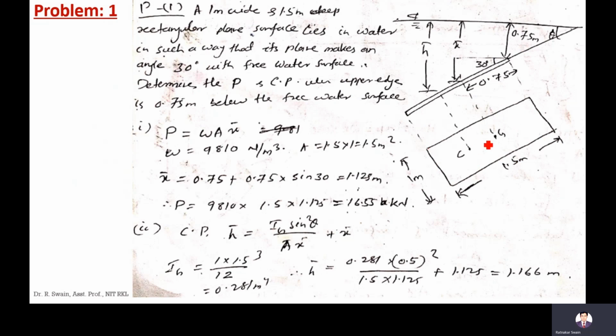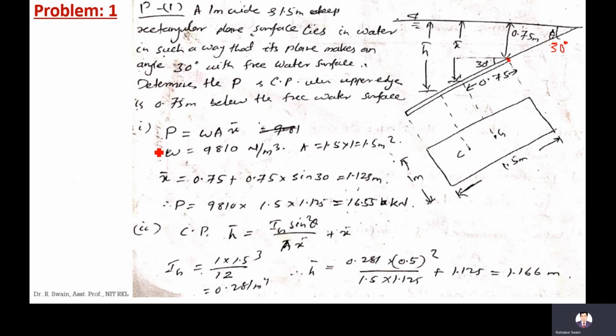Rectangular plane surface lies in water such that this plane makes an angle 30 degree with the fluid surface. This is 30 degree. Determine the pressure and center of pressure when the upper edge is 0.75 meter from the liquid surface.